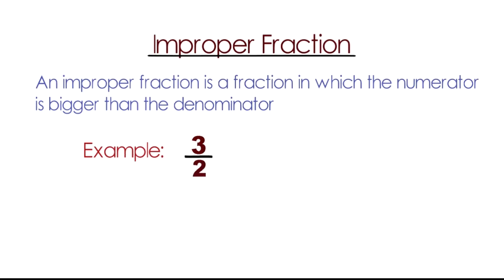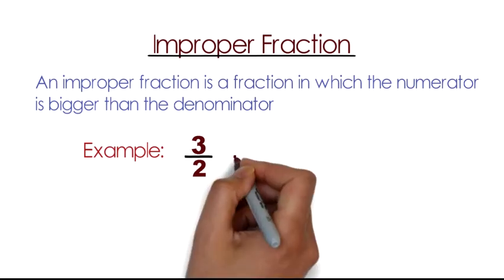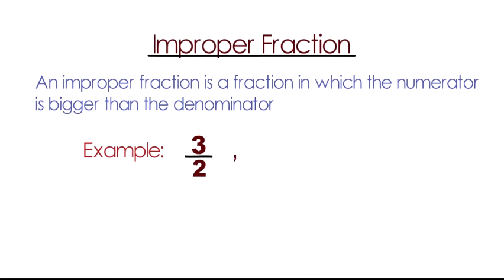3/2. In this example, the numerator, which is 3, is bigger than the denominator, which is 2. Let's consider another example. 13/9. Also, in this example, the numerator, which is 13, is bigger than the denominator, which is 9. So, we can identify an improper fraction if the numerator is bigger than the denominator.